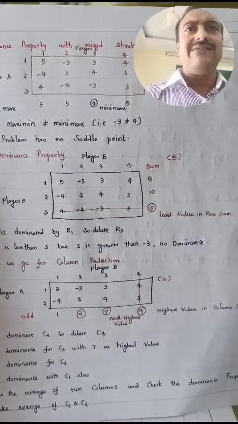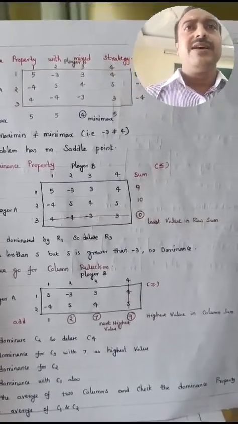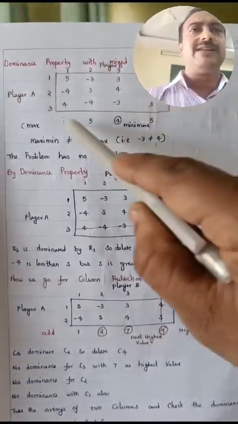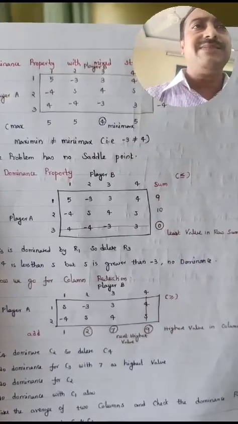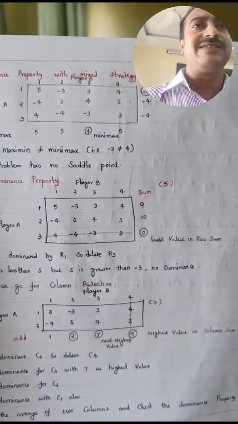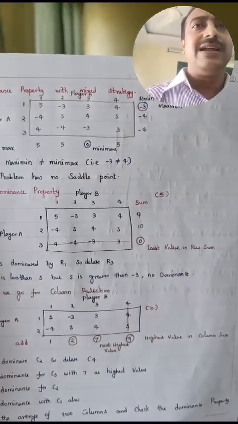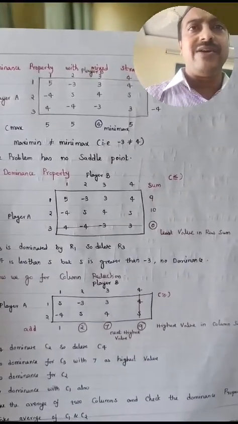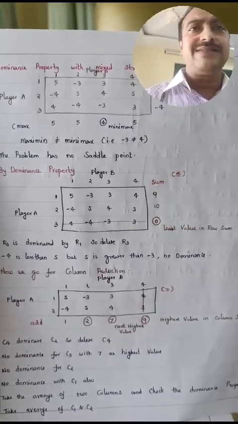So first I will take the row minimums, that is the minimum of these elements: -3, -4 and -4. Among these minimums I will consider the maximum, which is -3, and in the columns I will consider the maximum elements. Those are 5, 5, 4, 5. Among these the minimum value is 4.